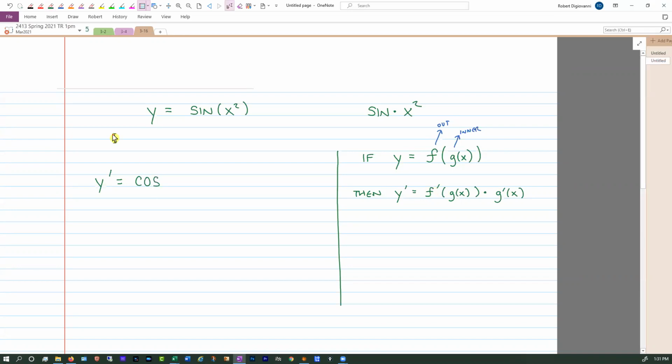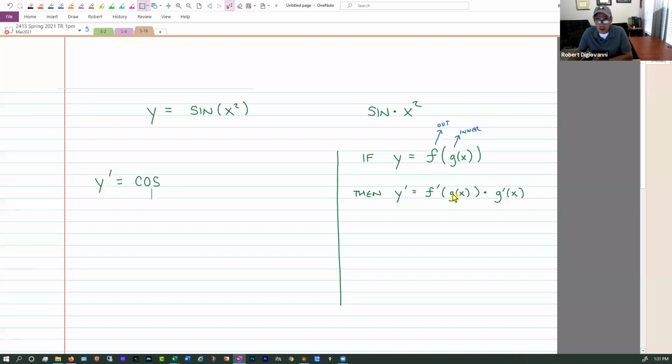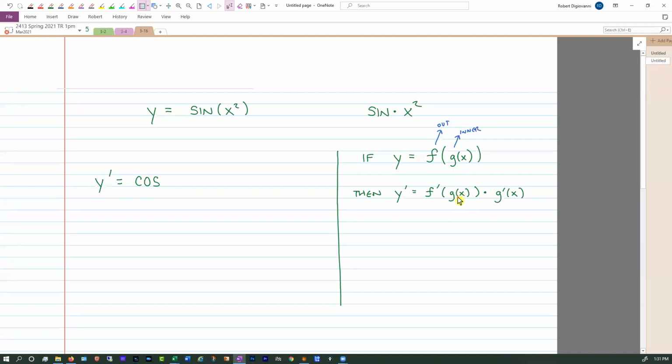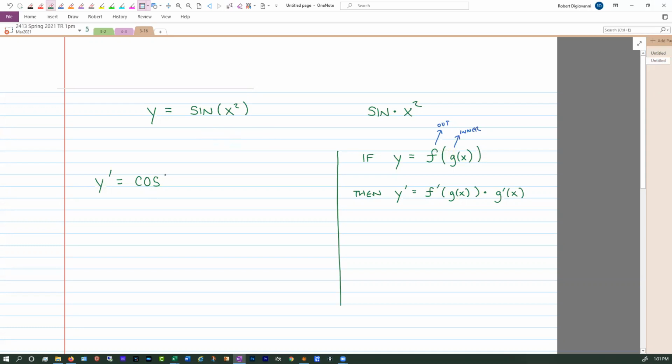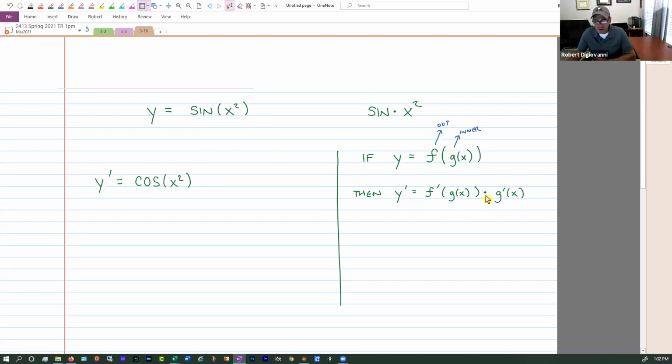Yeah. However, look at the formula. It says you take the derivative of the outer function, and inside of it, you do not plug x in. What do you plug in? G of x, which is the inner function, right? So what was the inner function here? x squared. So we're going to do cosine of x squared, not cosine of x. Does that make sense, Emmanuel? Yes. Okay. And then the rule says you then multiply that by what? The inner function's derivative.